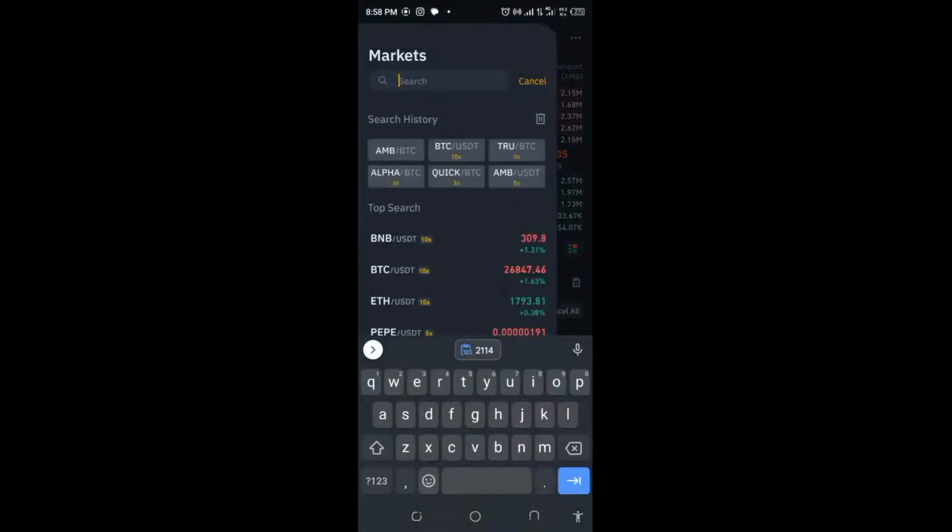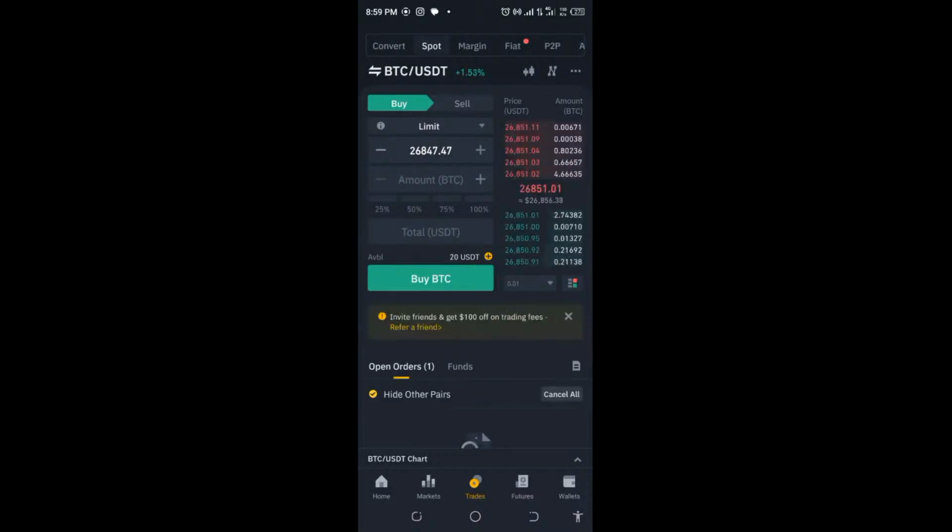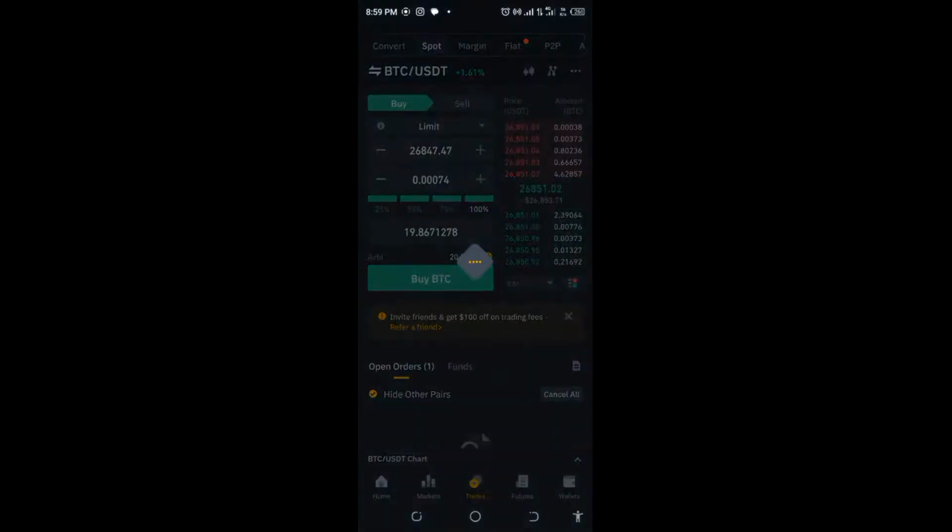All right. So BTC, USDT. So let's see what we will get. Okay, so right now we are going to get our BTC. We just need $20 worth of BTC, and it's giving us 19.86. So let's go ahead and buy.